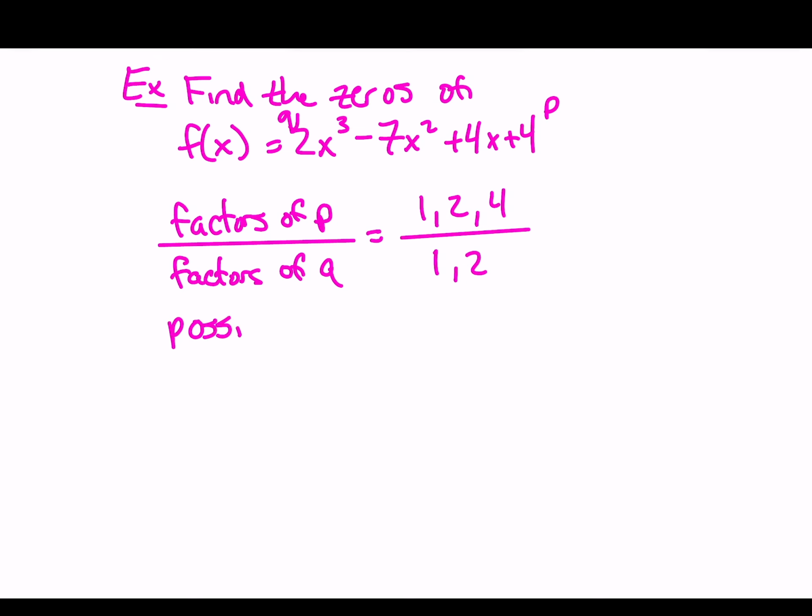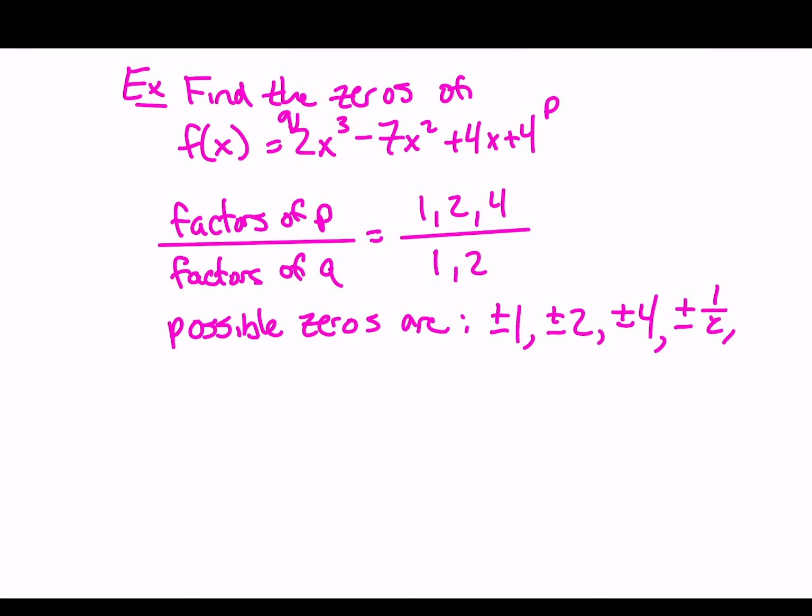So possible zeros are 1 over 1, or just 1, so plus or minus 1, 2 over 1, so plus or minus 2, 4 over 1, plus or minus 4, and then we switch our denominator now to be this 2, so we have plus or minus 1/2, plus or minus 2/2, which is just 1, which we already had, and plus or minus 4 over 2, which is 2. So that's our last one. So we have 2, 4, 6, 8 possibilities for zeros.